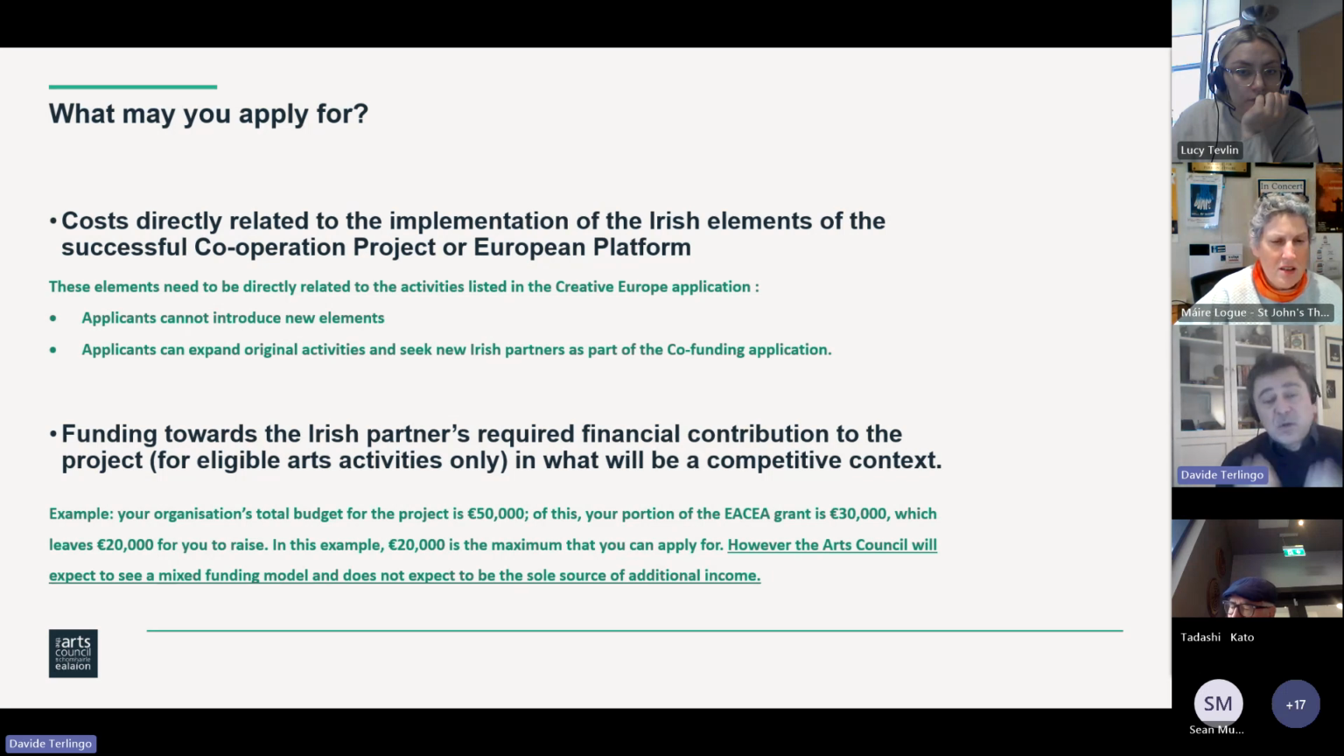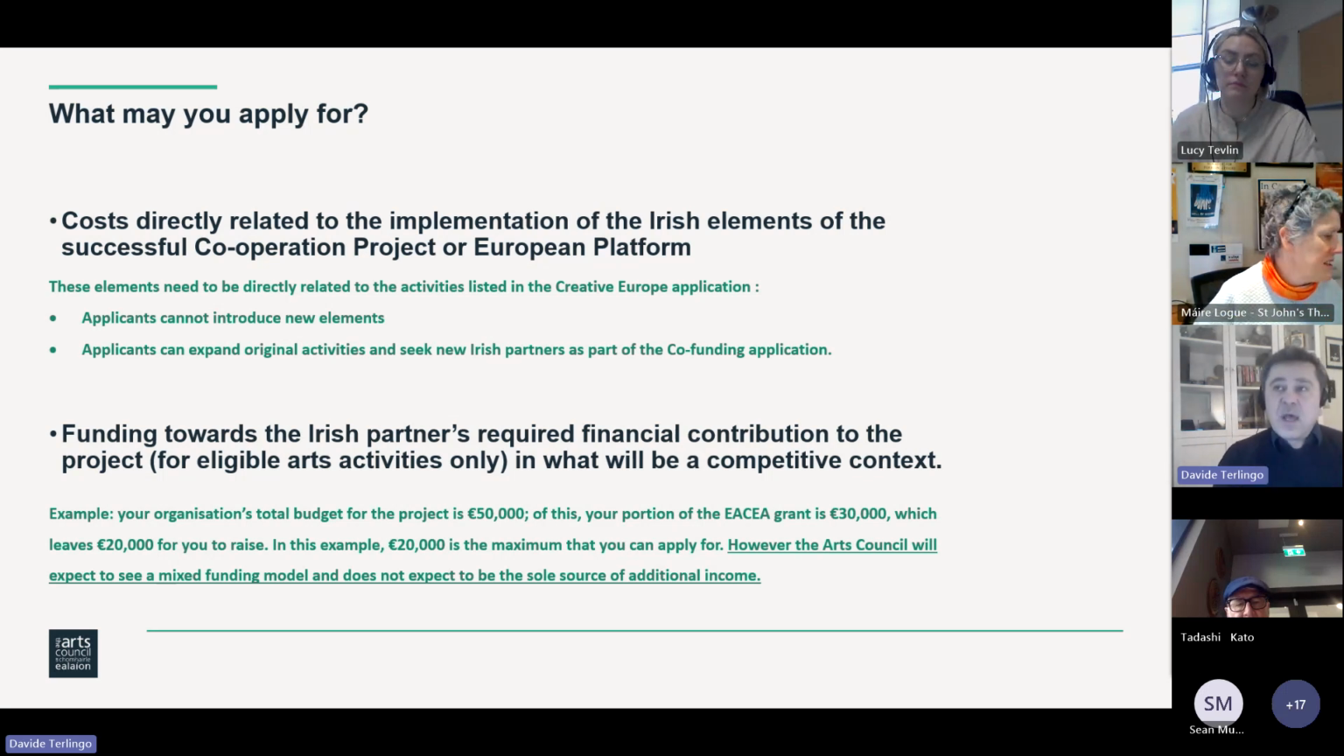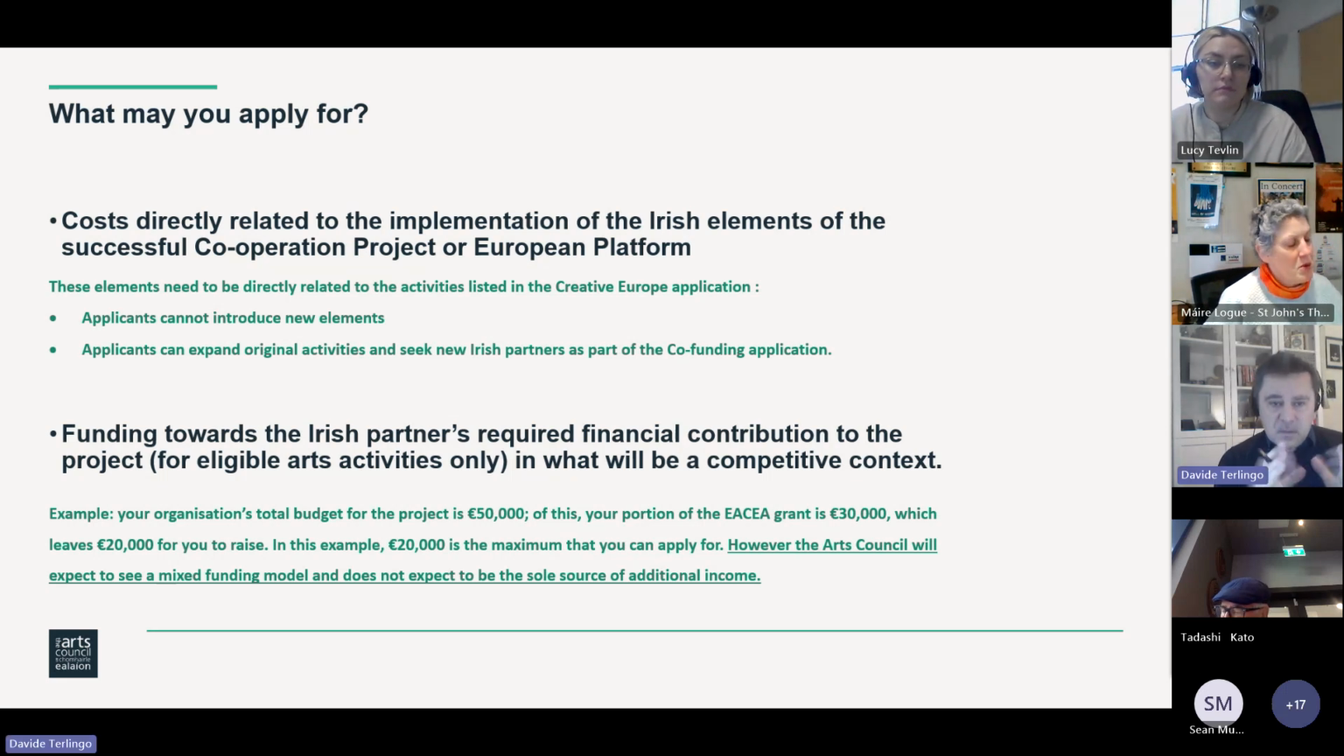And because ultimately the purpose of this strand is to deepen and strengthen the elements of these European activities within Ireland, with the Irish arts community and with the Irish audiences. So that is an important point to consider.